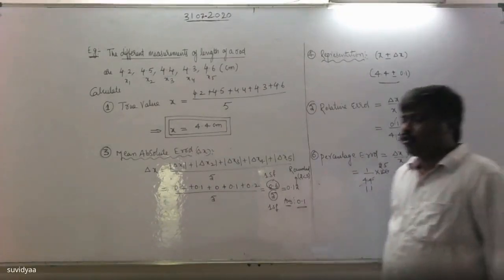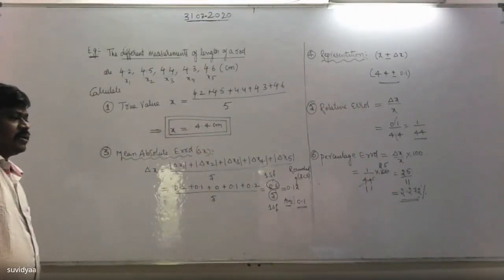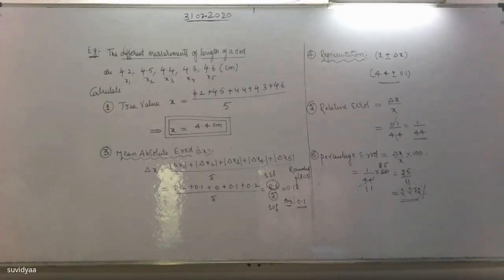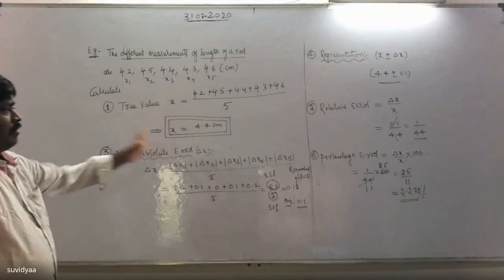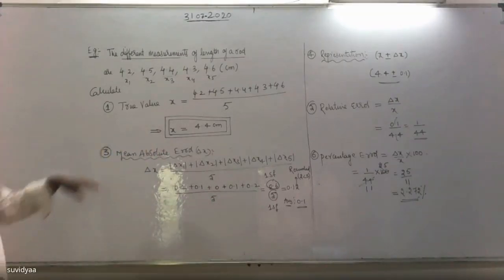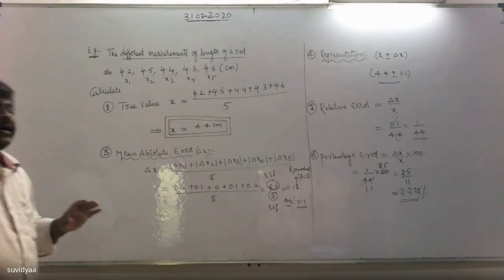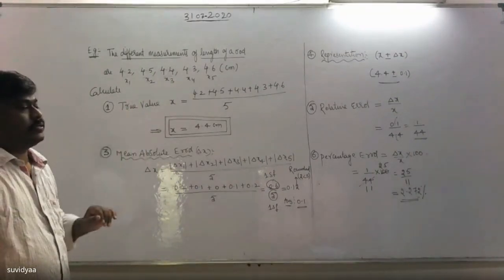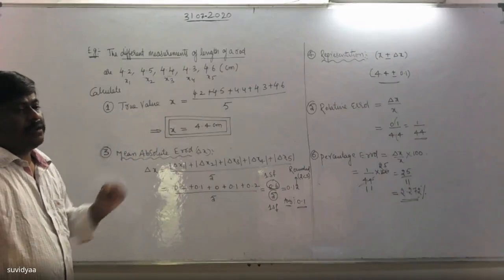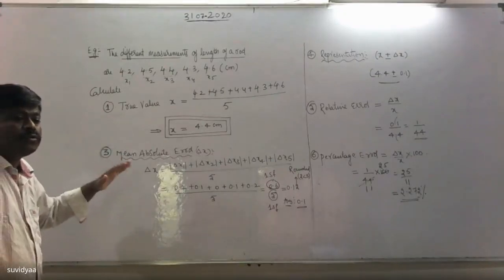So 2.272 percentage. Understood or not? So this is the percentage error. So what is the percentage error? 2.272 percentage. That's all. Understood the problem? How have we done it? Simple. So we have done all. We have calculated the true value, absolute error, mean absolute error, representation, relative error, and percentage error. Simple. So this is the way to do the numericals.